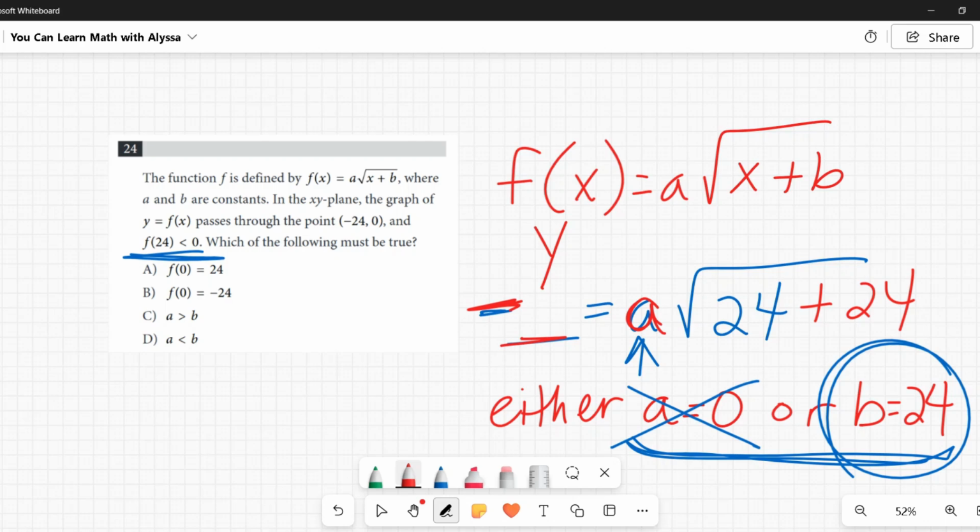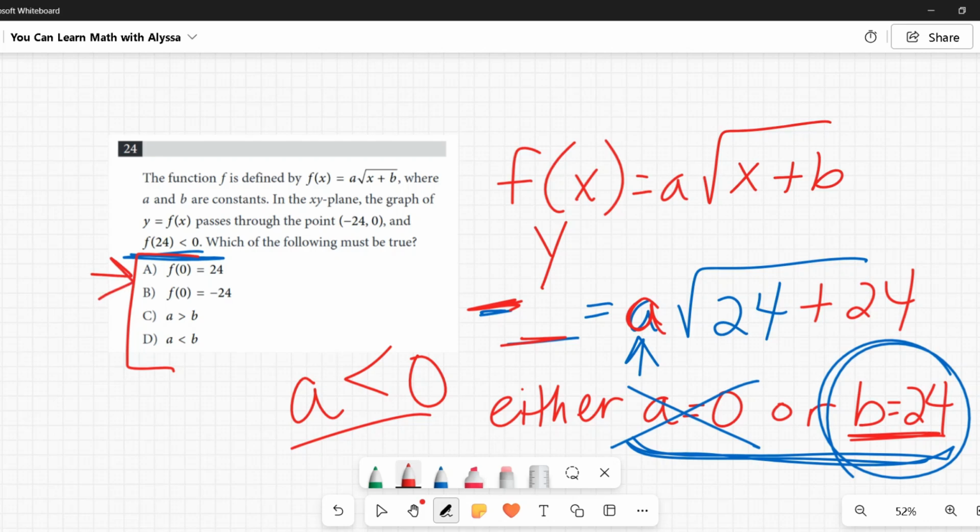And it's being multiplied by a, and then the result is a negative number. So what do I know from this? I know that a has to be negative. A must be a negative number. Okay, so now I have these two facts I've learned: b is 24 and a is less than 0. Let's look at the options of which of the following must be true, and let's see if we can answer this without having to do anything additional.